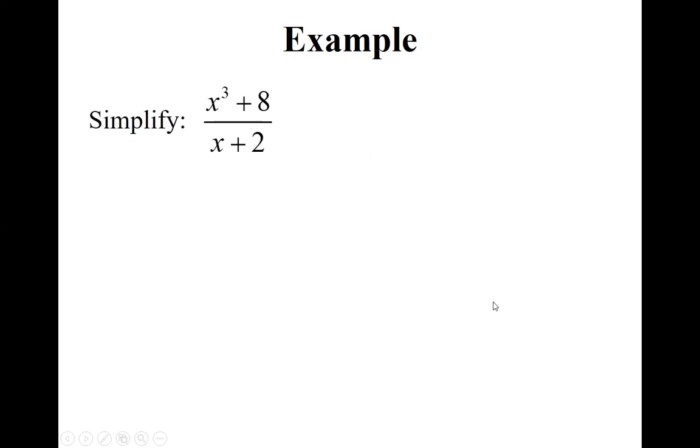Let's simplify x cubed plus 8 over x plus 2. Factor the top, factor the bottom. Well, the bottom can't be factored, but the top is the sum of cubes. That's the SOAP formula: same, opposite, always plus. The two things being cubed are x and 2.